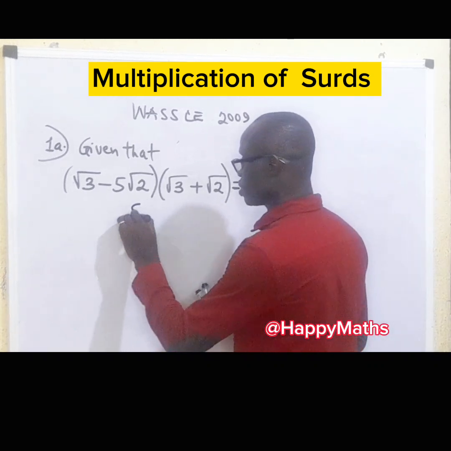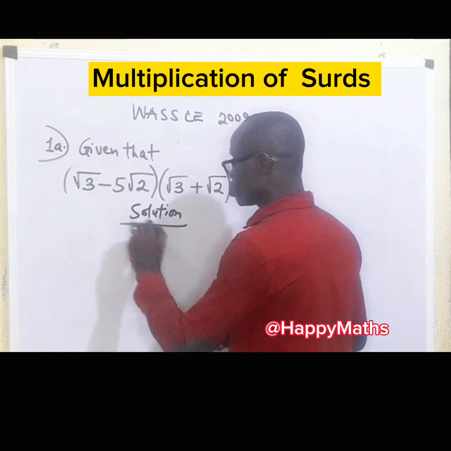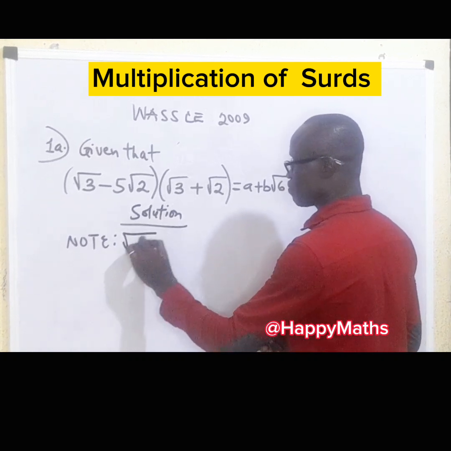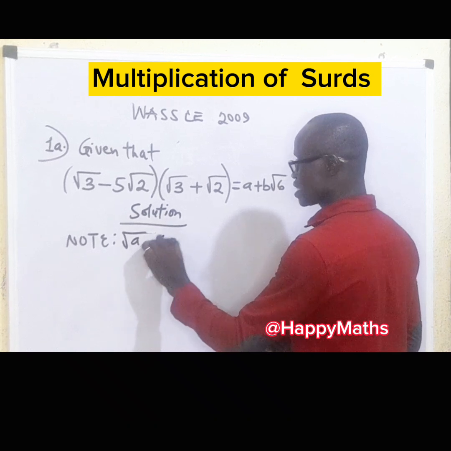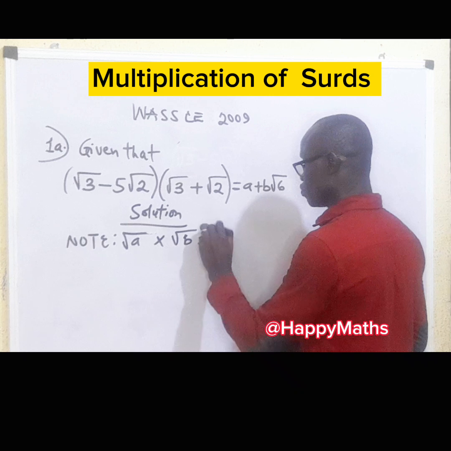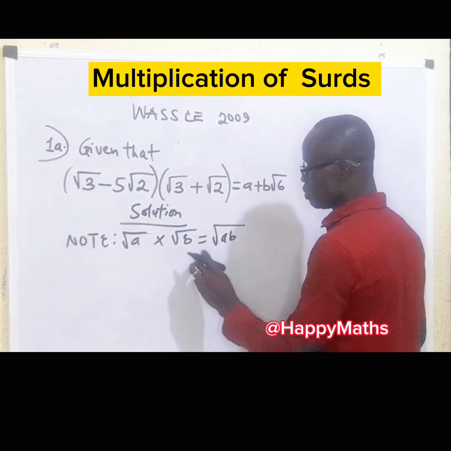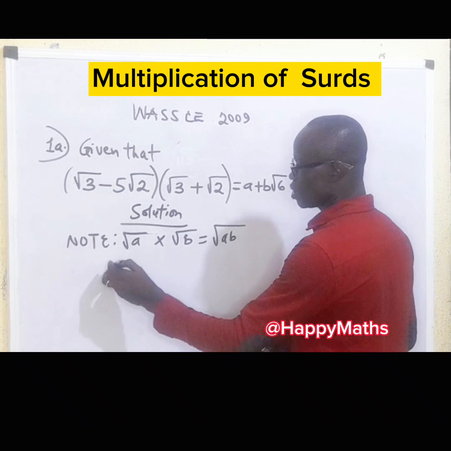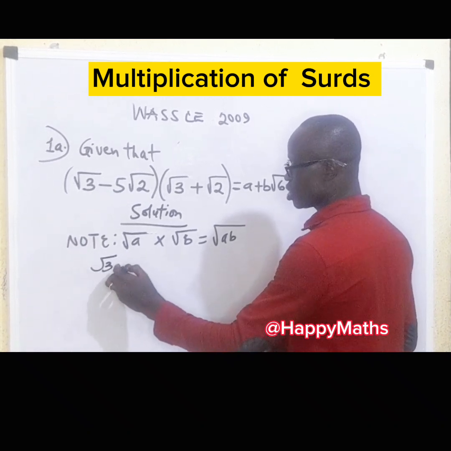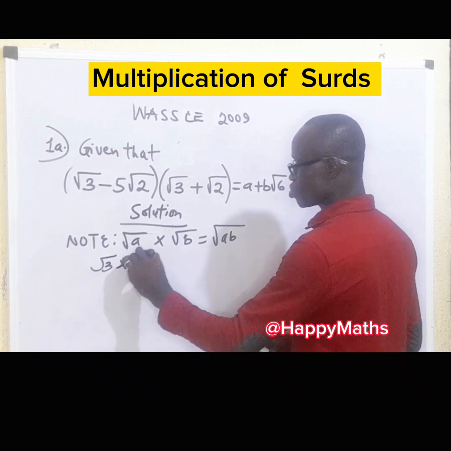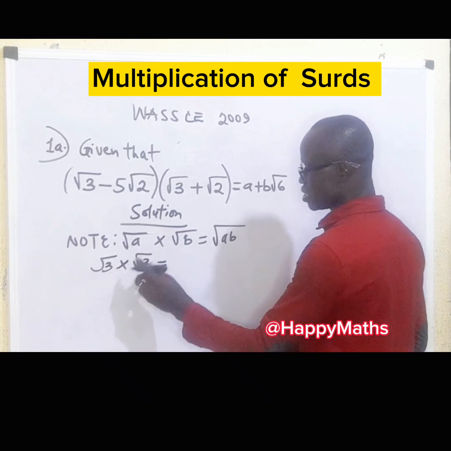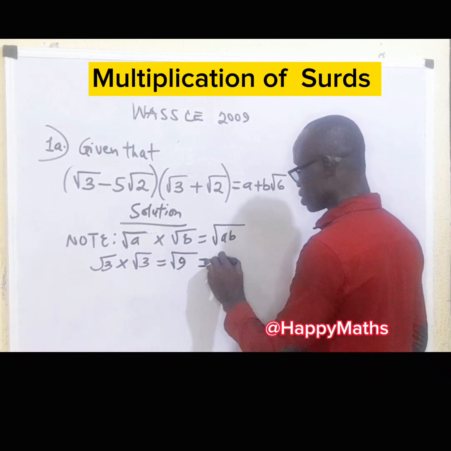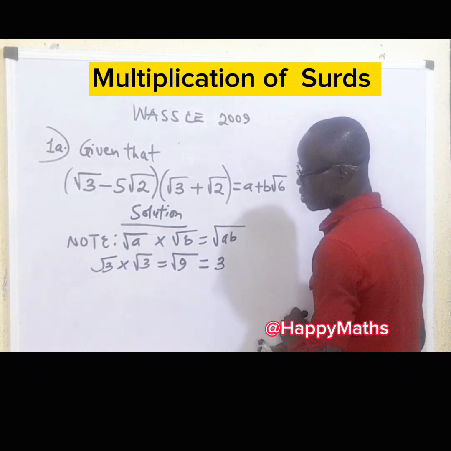Now, before we proceed from here, note that under multiplication of surds, root A times root B will give you the root of AB, meaning that you take the root, then you multiply A and B. Note also that root 3 times root 3, if you compare this and this, means that you take the root, then the two numbers, which is root 9, you multiply the 3 to get 3. Don't forget that.